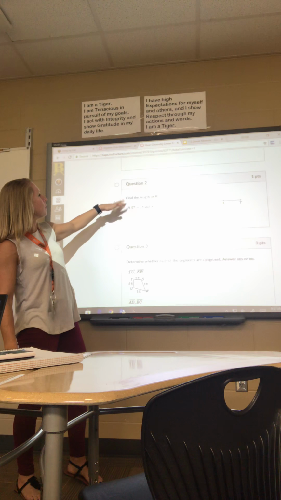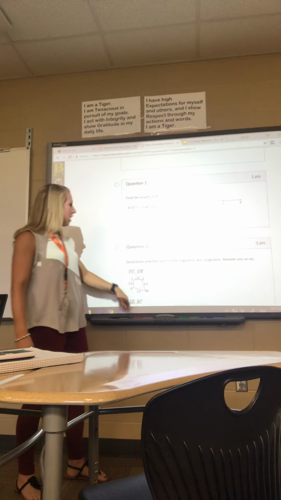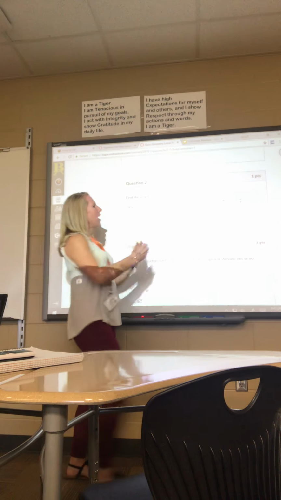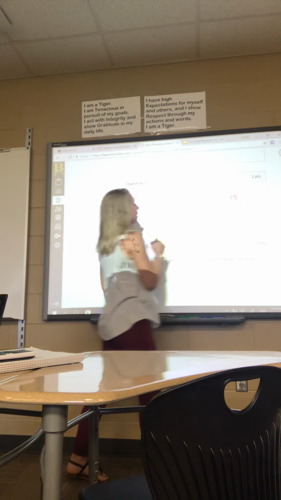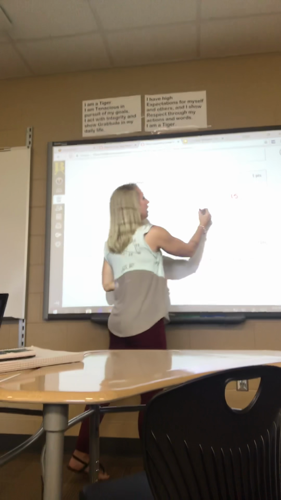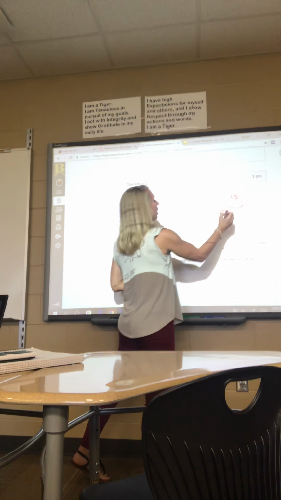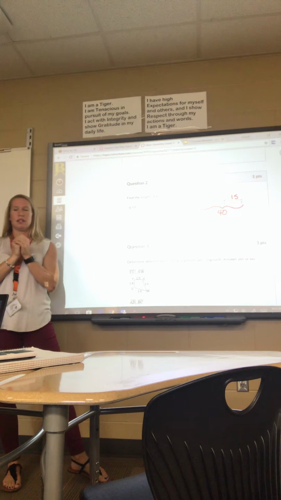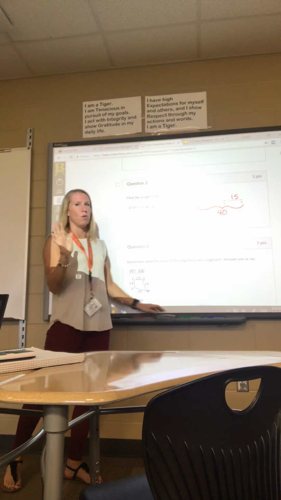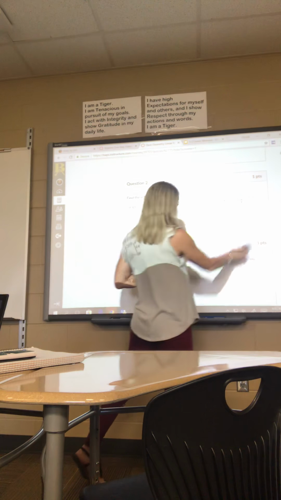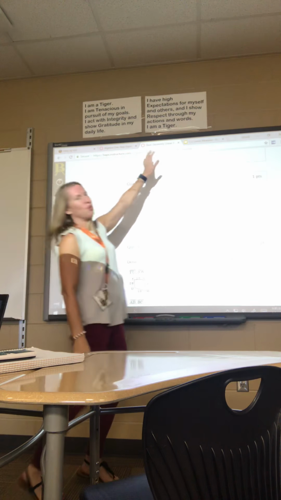Okay, what about this one? Question 2 says find the length of RS. If ST is 15 and RT is 40, what would you do to find RS? Subtract. Okay, I'm going to let you handle that. We don't need to say the answer out loud because hopefully you can do that.